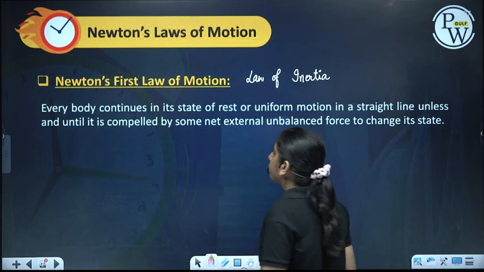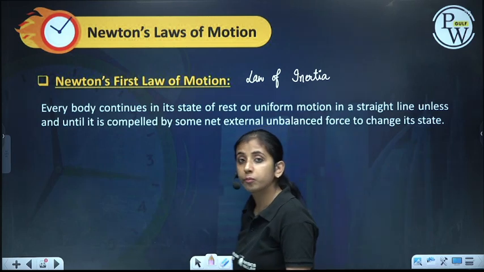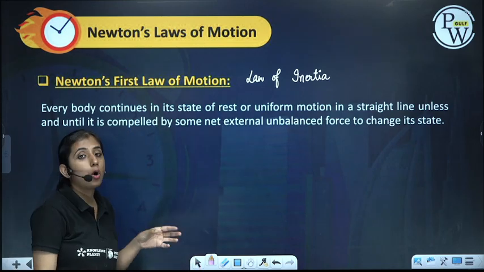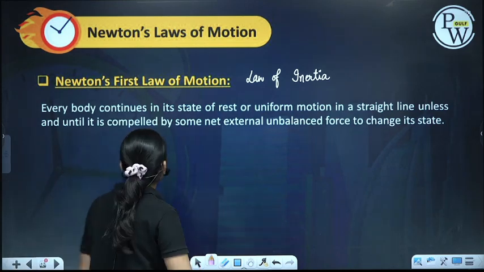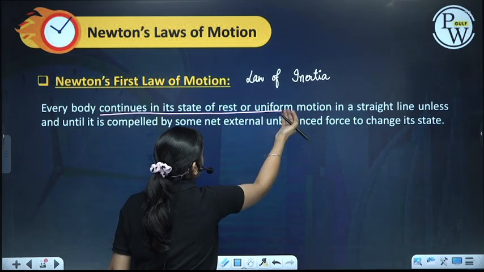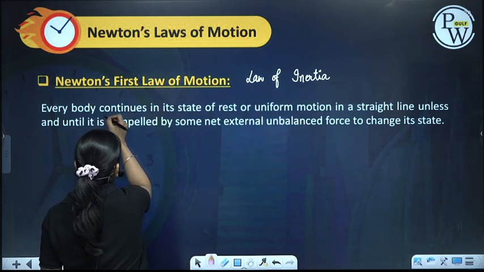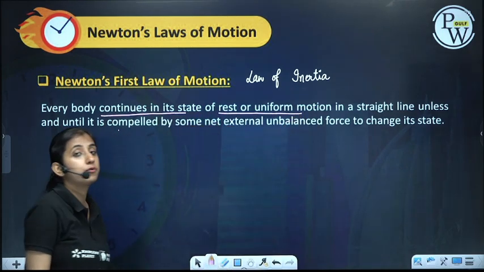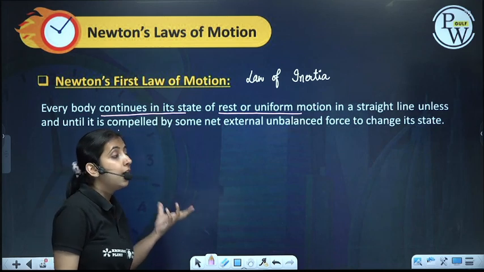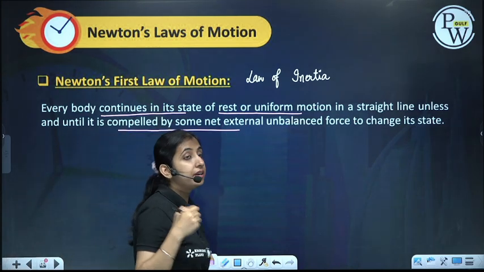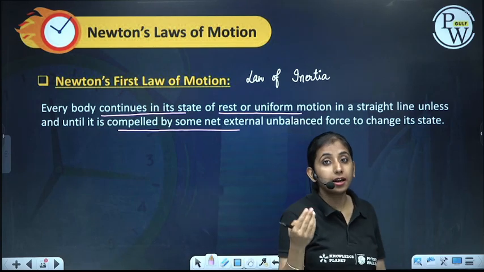Now, what the law of inertia or Newton's first law of motion says is that every body continues in its state of rest or uniform motion in a straight line unless and until it is compelled by some net external unbalanced force.